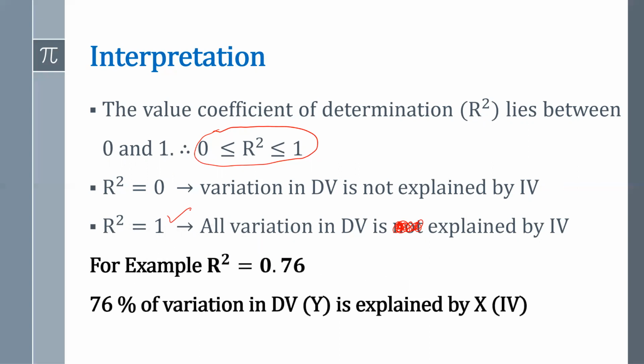So for example, R square is equal to 0.76. That means 76% of the variation in dependent variable can be explained by independent variable, that is X. If R square is 0.66, then 66% of variation in dependent variable can be explained by independent variable. So this is how we interpret the value of coefficient of determination.